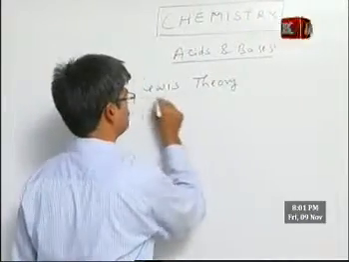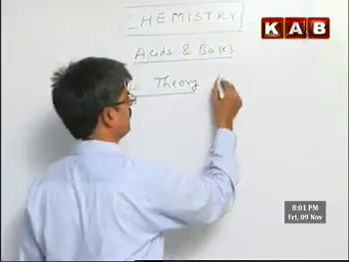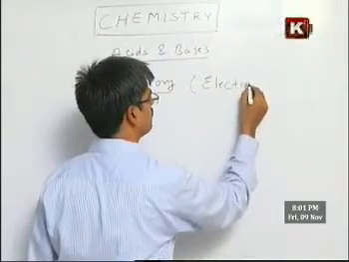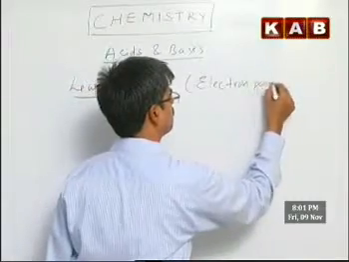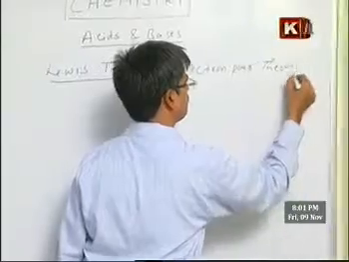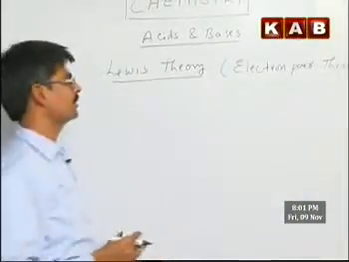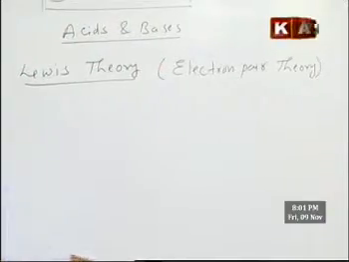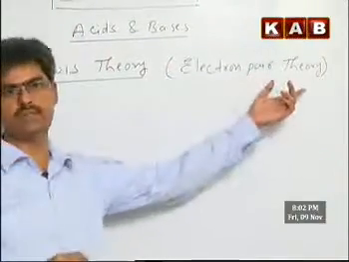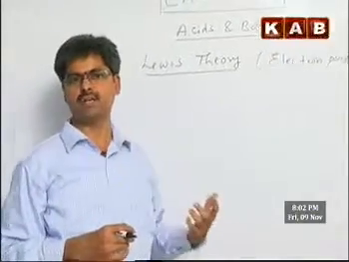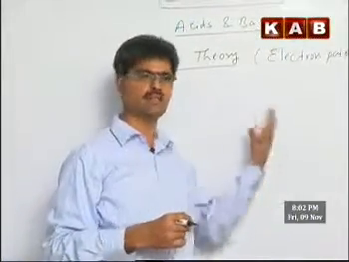Lewis theory of acids and bases, which is also known as electron theory or electron pair theory. Why it is called electron pair theory: based upon electron pairs, we are defining both acid as well as base in this theory. The previous one was called proton theory because there, depending upon the proton, we define acid and base.